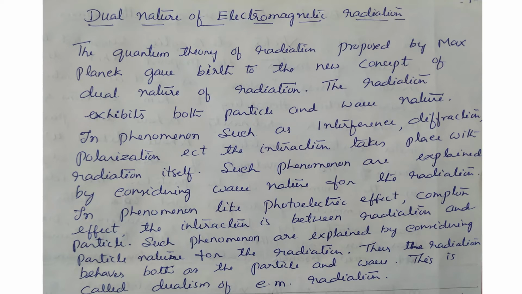But in phenomena like photoelectric effect, Compton effect, the interaction is taking place between radiation and the particle. Such phenomena are explained by considering the particle nature for the radiation. Thus, the radiation behaves both as the particle and the wave. This is called dualism of electromagnetic radiation, or the dual nature of electromagnetic radiation.